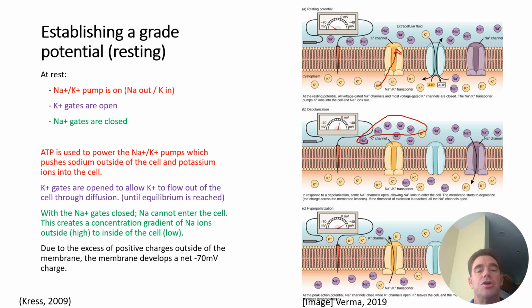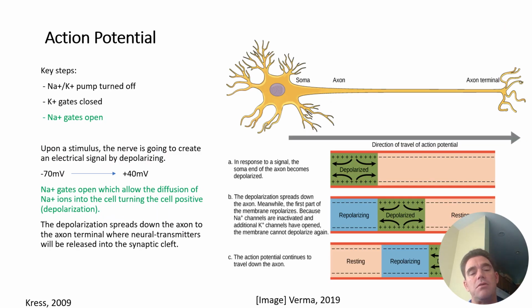Due to the excess positive charge outside, that makes our internal structure negatively charged. So to send our action potential, all we've got to do is flip that charge. Flipping that charge is pretty easy. What we're going to do is shut off that pump, so no more energy is being used. We're going to allow those sodium gates to open, and meanwhile we'll close the potassium gates as well, so it's going to keep that potassium level constant.